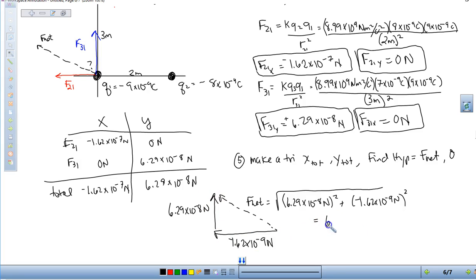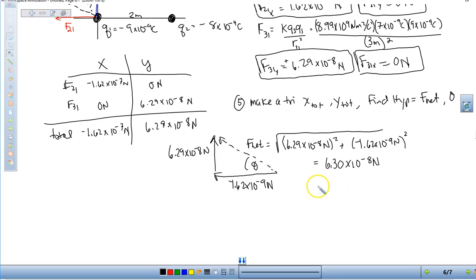Okay, so we get 6.29, I guess 6.3, times 10 to the negative 8th newtons. So that's the value of this force here. Now we need to know what this angle is right here. So let's find the angle. I'm going to do that with inverse tan of the y, so the 6.29 times 10 to the negative 8th newtons divided by the x. So inverse tan of 6.29 e to the negative 8 divided by 1.62 e to the negative 9. That looks good.